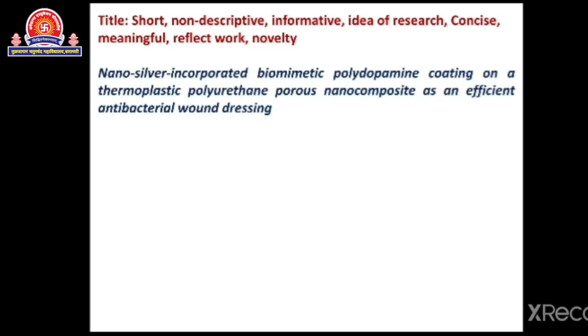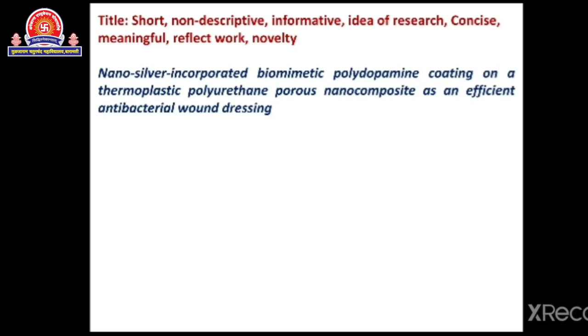So in short, we can say that the title should give idea about all these mentioned parameters. Just an example, you see this title, it is long enough, I think. So in general, the title can be from 6 to 20 words. I think this title is approximately less than 20, so it is fine. So let us see what this title is. It is Nano Silver Incorporated Biomimetic Polydopamine Coatings on a Thermoplastic Polyurethane Porous Nanocomposite as an efficient antibacterial wound dressing.